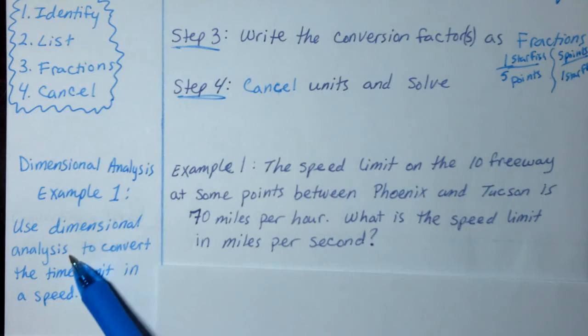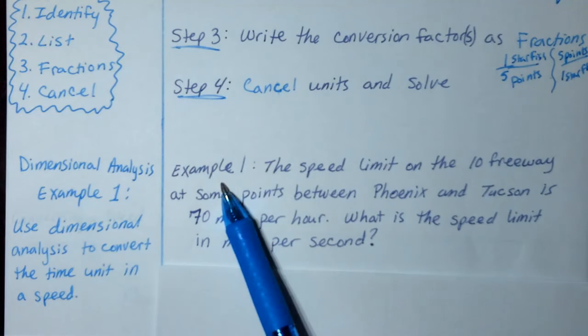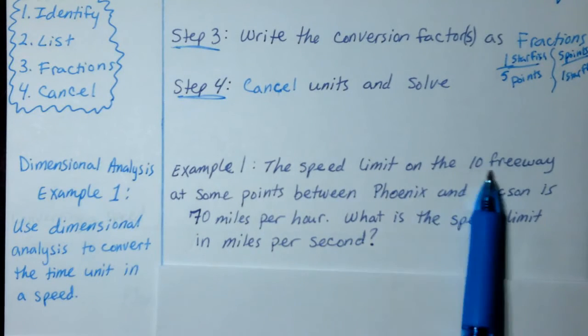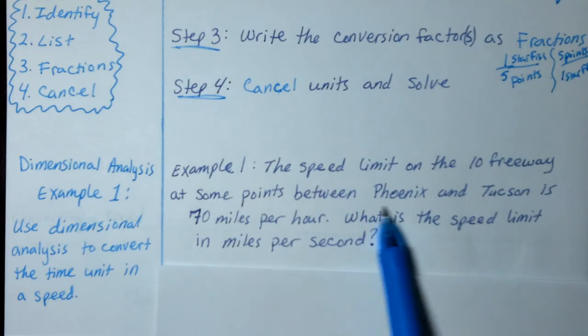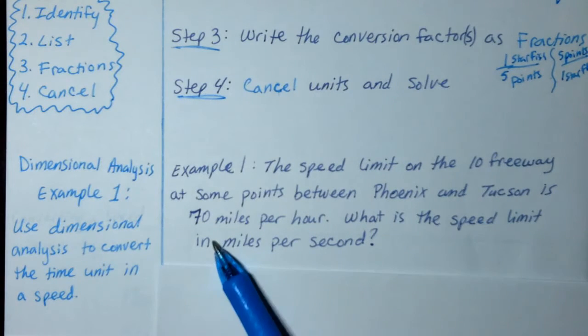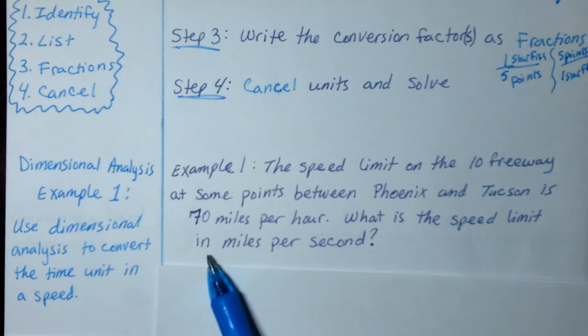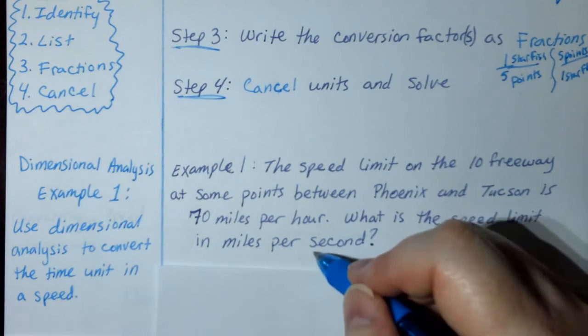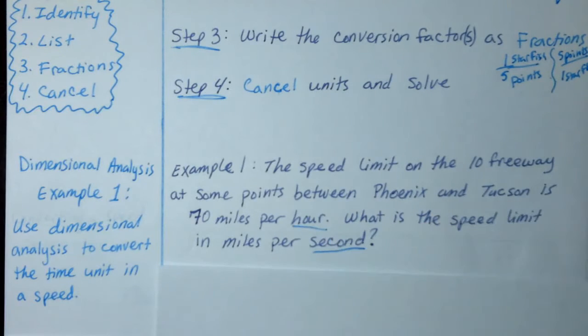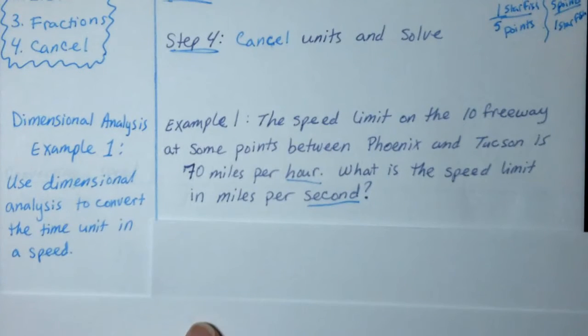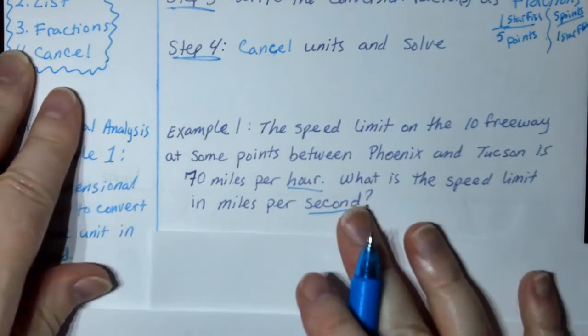Use dimensional analysis to convert the time unit in a speed. So our first example, the speed limit on the 10 freeway at some points between Phoenix and Tucson is about 70 miles per hour. What is this speed limit in miles per second? Okay, so we're going from hours into seconds. We need to figure out how to do that.